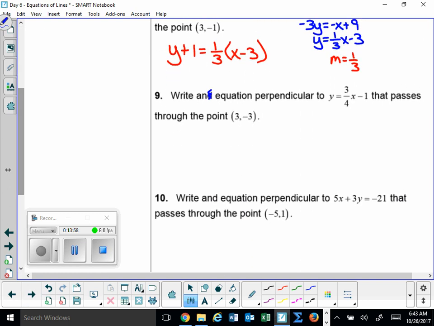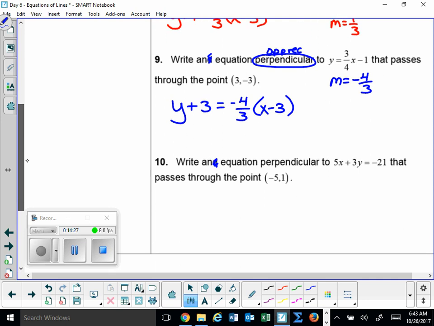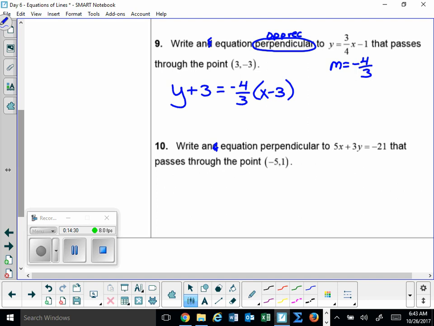Ooh, perpendicular to. Perpendicular, opposite reciprocal. So my slope in the original equation is positive. In the new one, it has to be negative. Reciprocal means flip. Point-slope form again. y minus -3 equals -4/3 parentheses x minus 3. Write an equation perpendicular, opposite reciprocal.